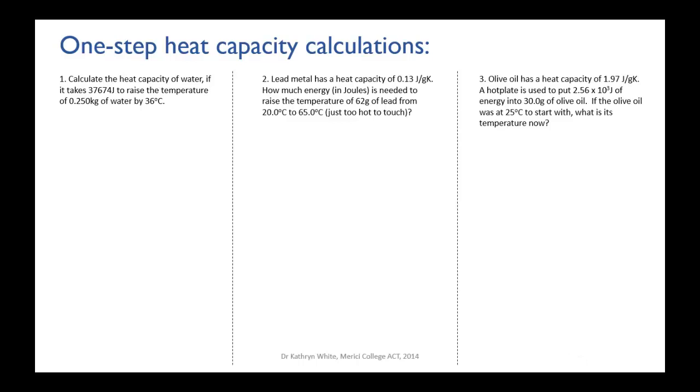Okay, so let's try solving some problems using our equation. Heat capacity equals energy over mass times the temperature change. So let's take this first problem. We're going to calculate the heat capacity of water given that it takes 37,674 joules to raise the temperature of 0.250 kilograms of water by 36 degrees Celsius. So the first thing to do in any problem like this is to write down what you know. So we know the energy, that's Q.